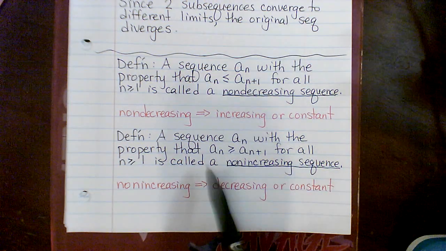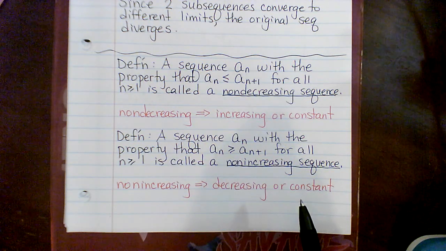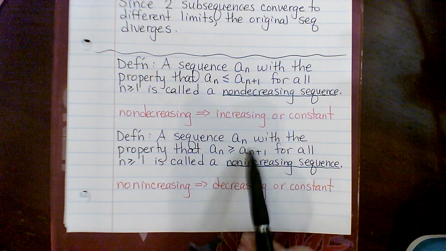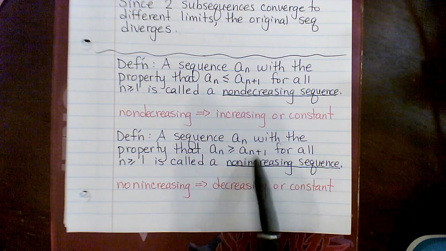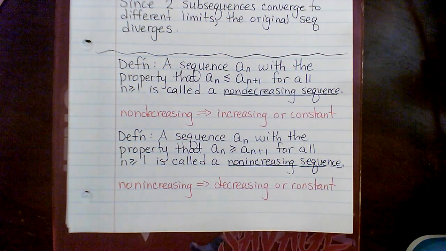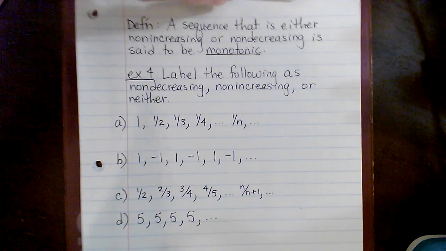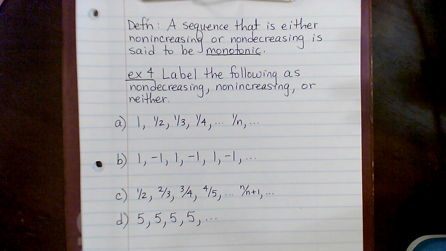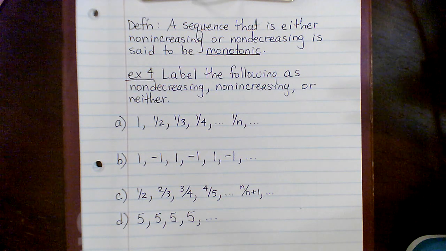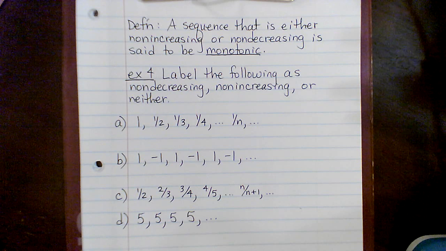Similarly, if the nth term is bigger than the n plus 1th term, then we say that the sequence is a non-increasing sequence, because those bigger terms are getting smaller, right? So the n plus 1th term is smaller than the nth term. Non-increasing is another way of saying decreasing or constant. A sequence that is either non-increasing or non-decreasing is said to be monotonic. So let's look at some examples and let's label them as non-increasing, non-decreasing, or neither.